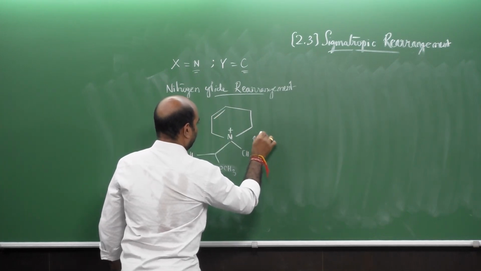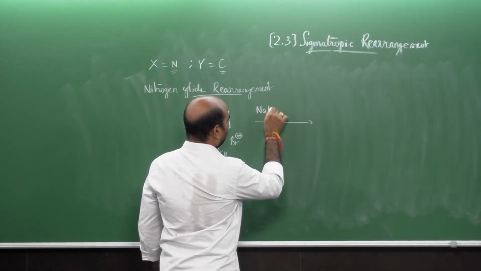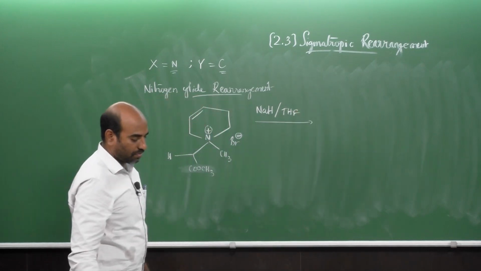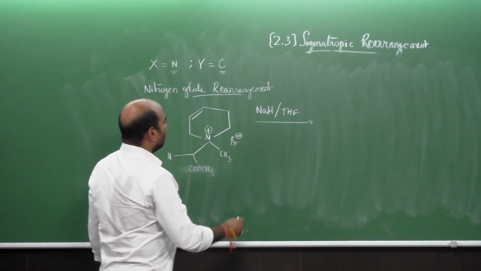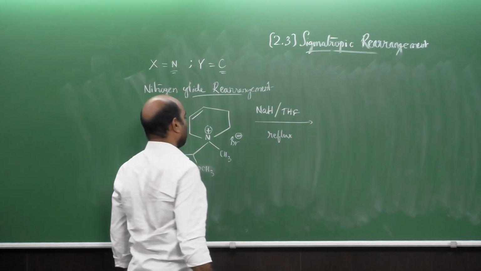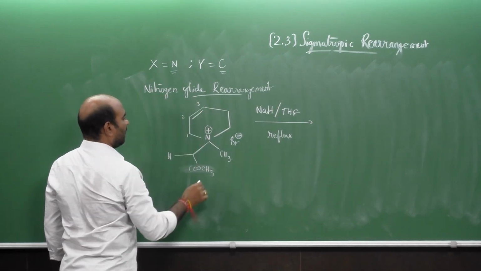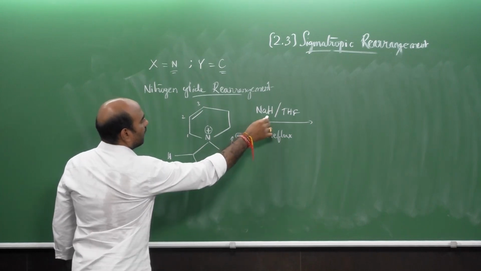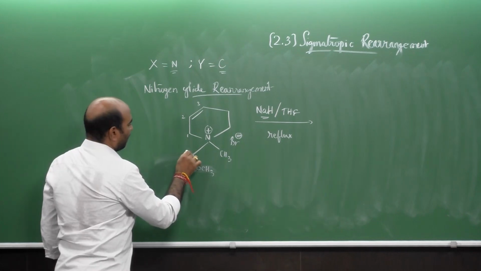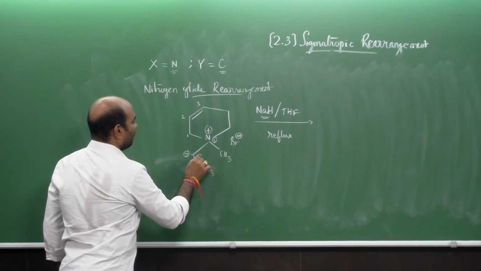So this, on treating with NaH in the presence of THF, we need to reflux this mixture. Now what is happening here? 1, 2, 3 is there, and NaH is a base, so it can abstract the proton, so therefore the minus comes here, and then this is 1 and this is 2.